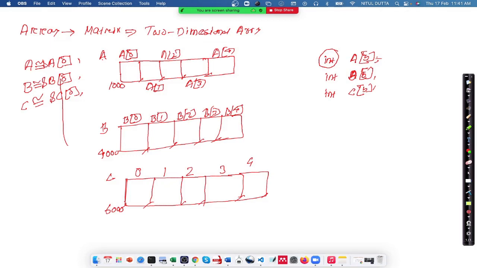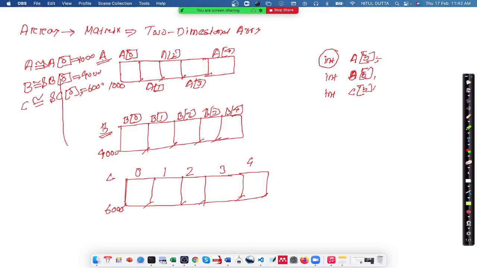is the address of the common name array. The address of the first byte, 4000 will be the address here. Here it is 1000. It will be 4000. It will be 6000. The only difference is they are scattered over the main memory.